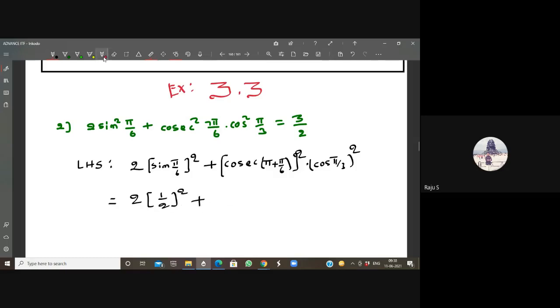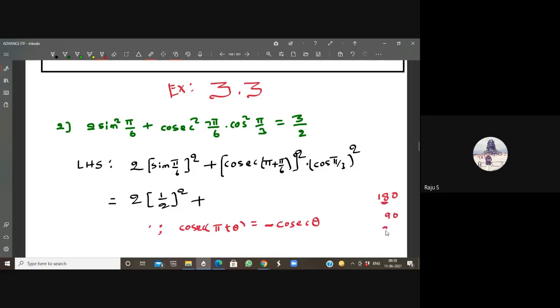Plus, since we know the formula, what is the formula of cosecant of 180 plus theta? It is minus cosecant theta. Cosecant 180 plus theta is minus cosecant theta, because this 210 belongs to the third quadrant, and in the third quadrant cosecant is negative. So the input is cosecant, the output is also cosecant but minus, because here 180 means even.